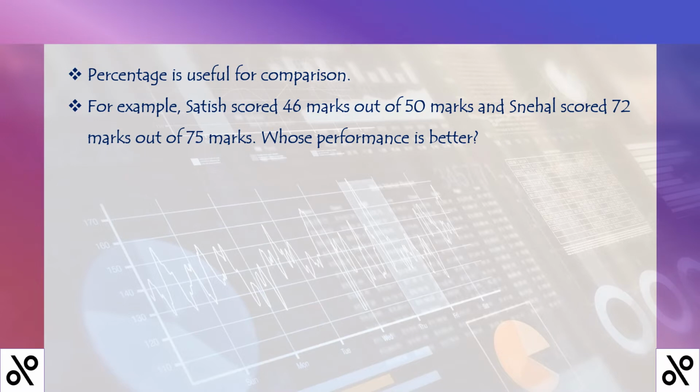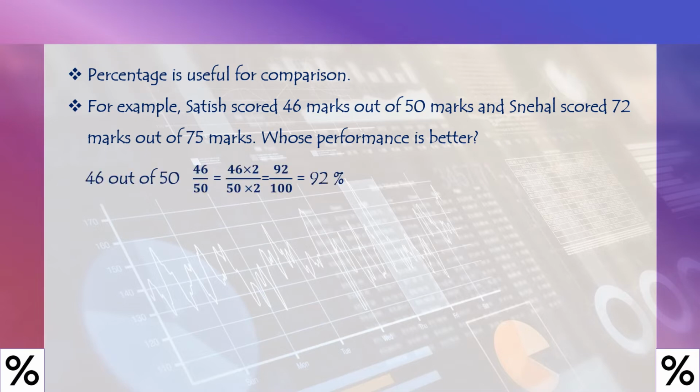Now both of them are getting different marks from different equal parts. Now Satish has got 46 out of 50 and Snehal has got 72 out of 75. ठीक है? So let us calculate that. 46 out of 50 will be 46 upon 50. ठीक है? 50 equal parts जो है वो नीचे है, उसमें से 46 मिला है, तो 46 will be in the numerator.